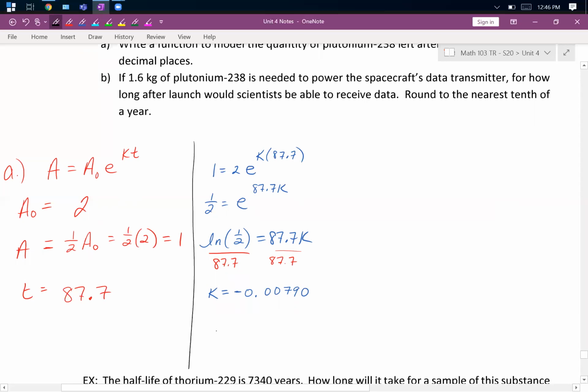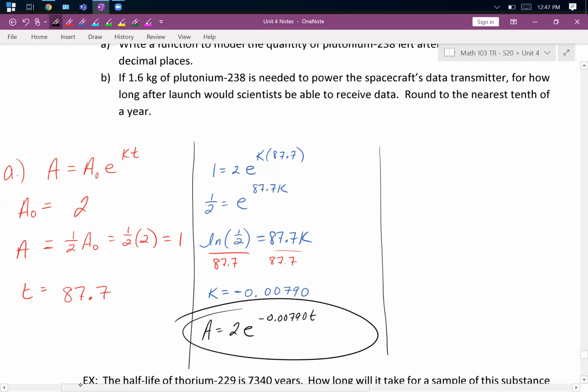To write the equation, we simply plug the original amount and the k value that we just found into our equation. We end up with A equals 2 times e to the negative 0.00790 t power. Questions, anybody?